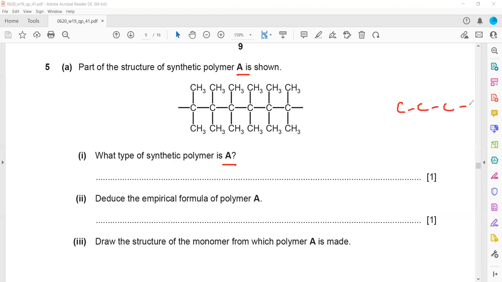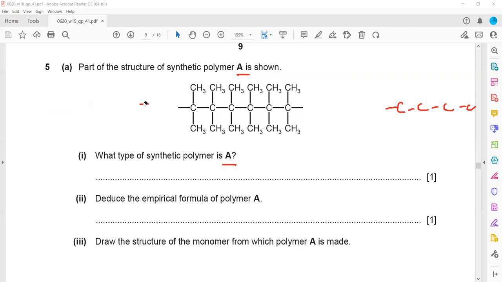If it is a synthetic condensation polymer, then there might be an amide or peptide linkage, or an ester linkage, but not a carbon-carbon link.